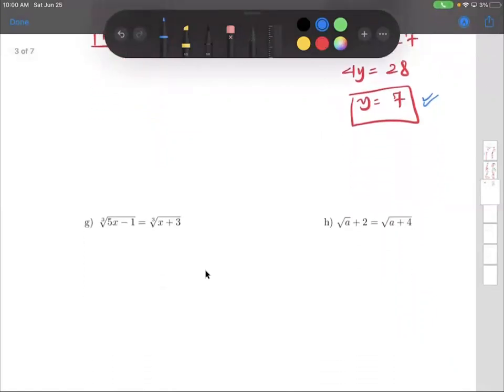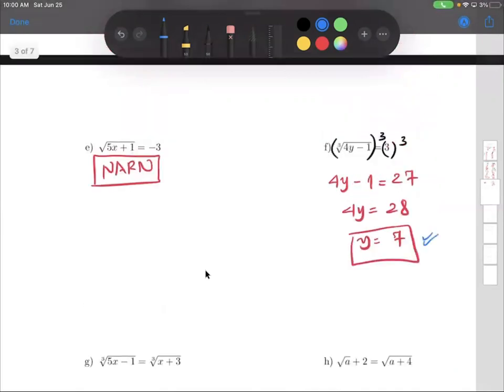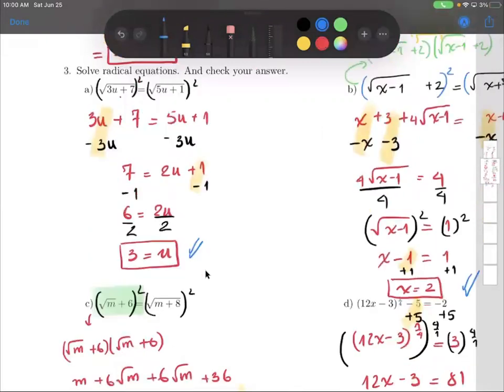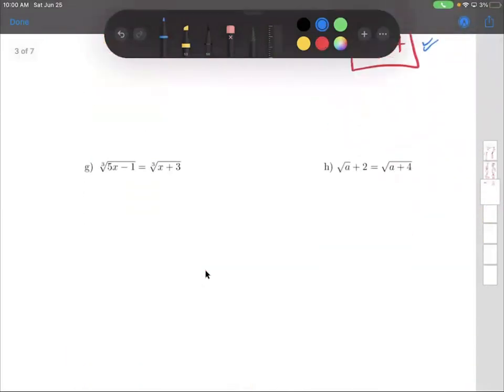How about G? G is similar to number 1, but instead of square root, it's cube root. But same thing, right? You want to get rid of the cube root, so you just cube both sides. Cube and cube root cancel. So 5x minus 1 equals x plus 3. Subtract x from both sides. I have 4x minus 1 equals 3.